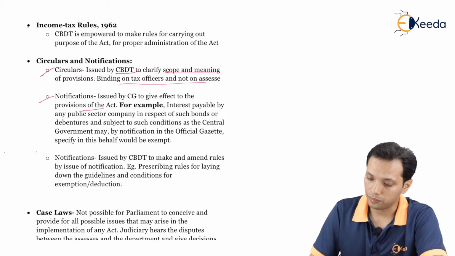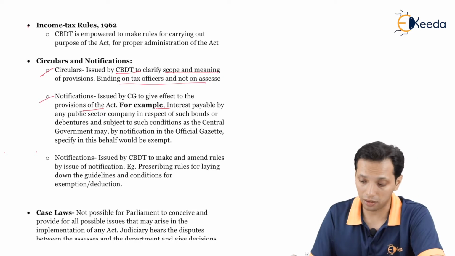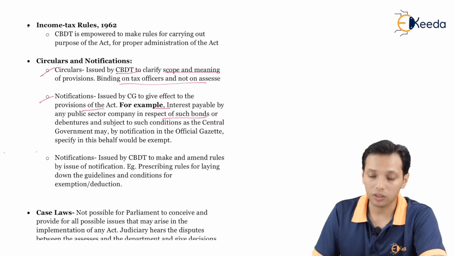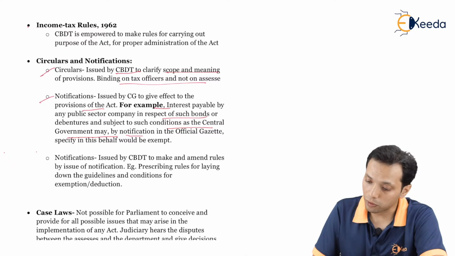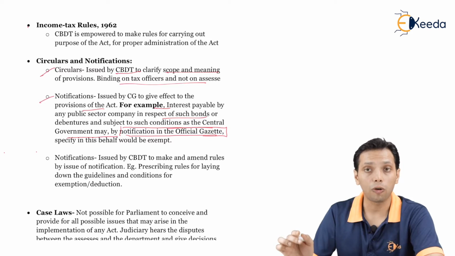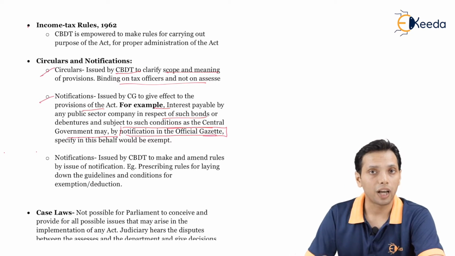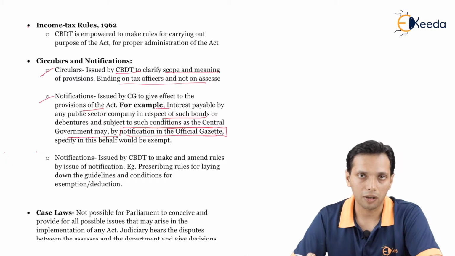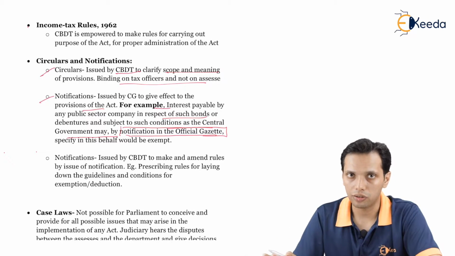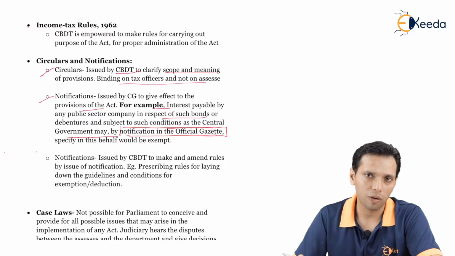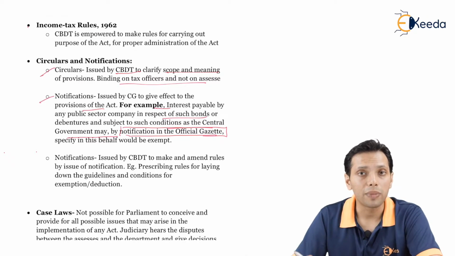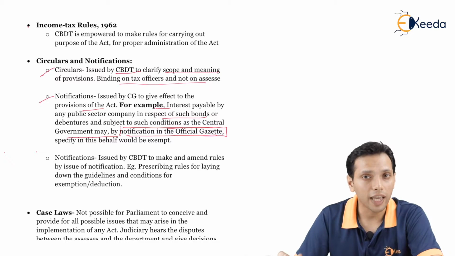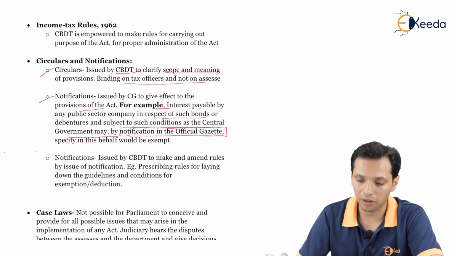For example, interest payable by any public sector company in respect of such bonds and debentures, and subject to such conditions as the central government may, by notification in the official gazette, specify in this behalf, would be exempt. This line is important: notification in the official gazette. So the interest payable by a public sector company based on certain conditions as notified by the central government in the official gazette will be exempt. This is one example of a notification issued by the central government.